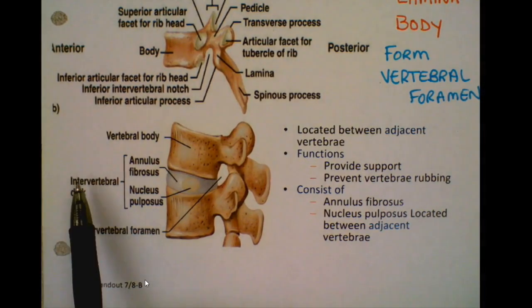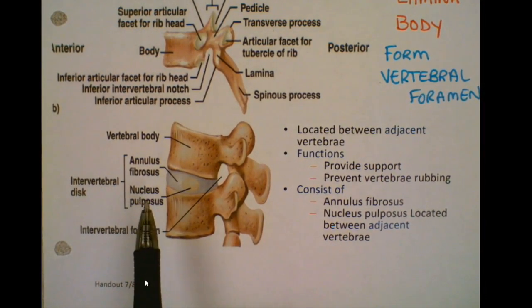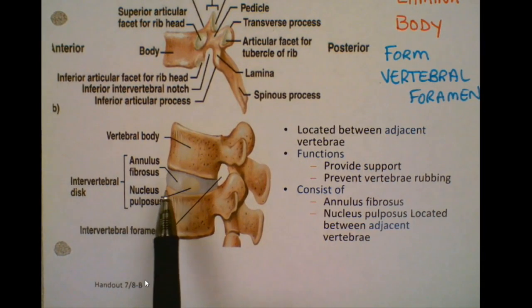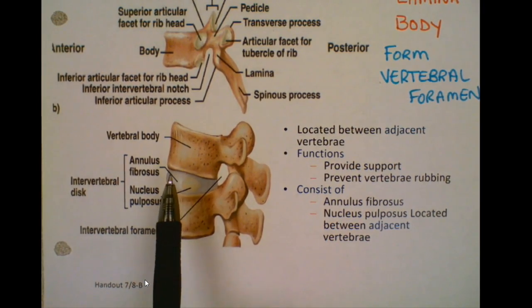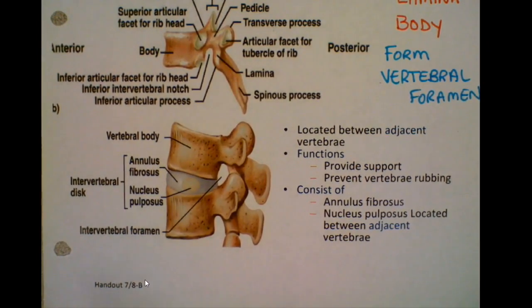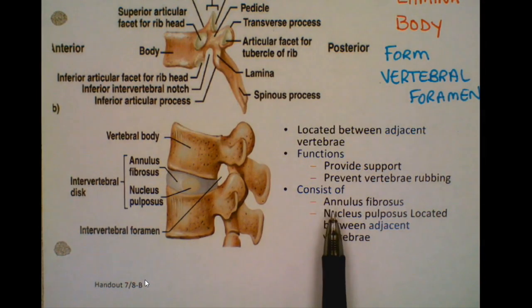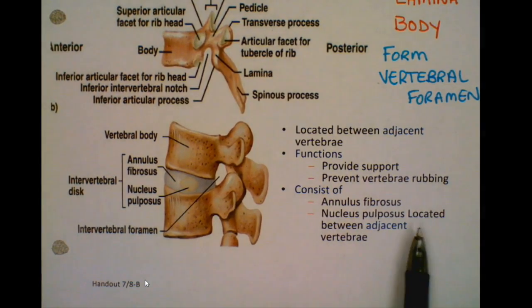The intervertebral disc is actually made out of two parts. It's kind of like a jelly donut. So the jelly part is this middle portion called the nucleus pulposus. The donut part of the jelly donut is called the annulus fibrosus. So it consists of this outer annulus fibrosus and this center nucleus pulposus.